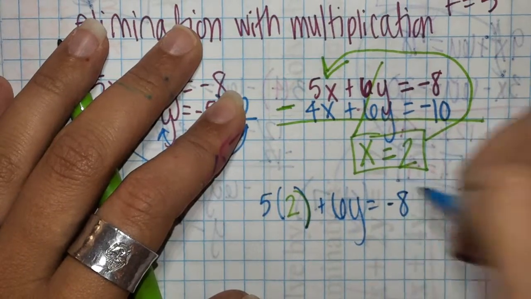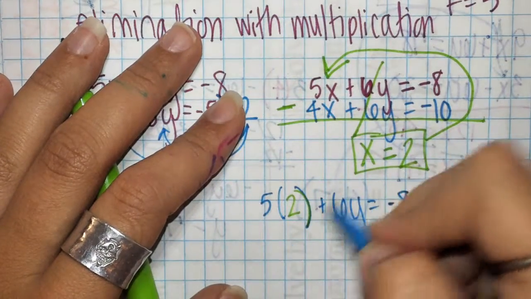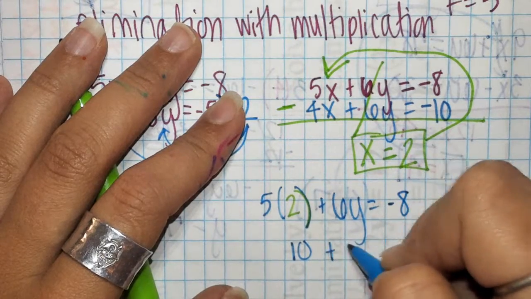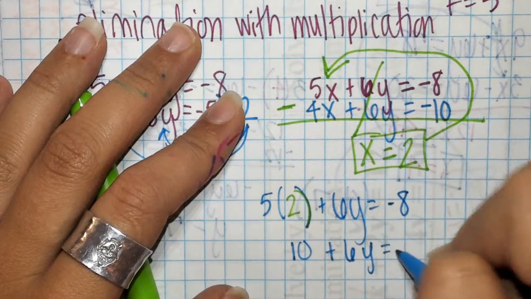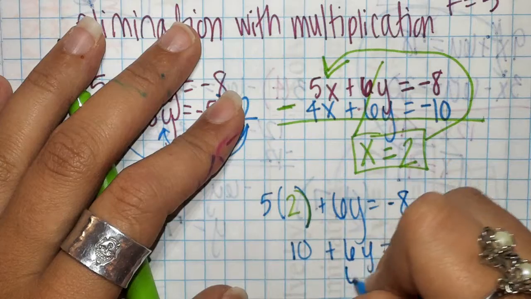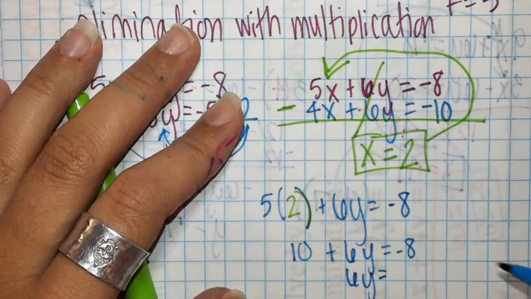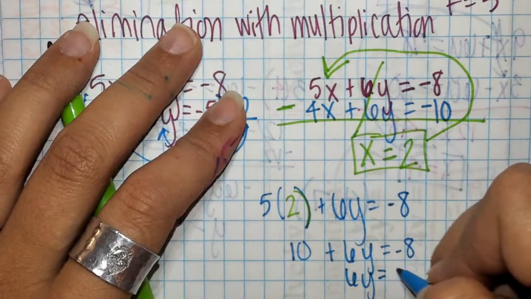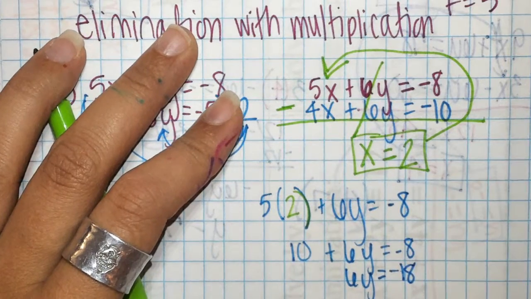And you subtract 2. So 5 times 2 gives us 10. Then we subtract 10, and we get 6y equals what? Positive or negative? Negative.